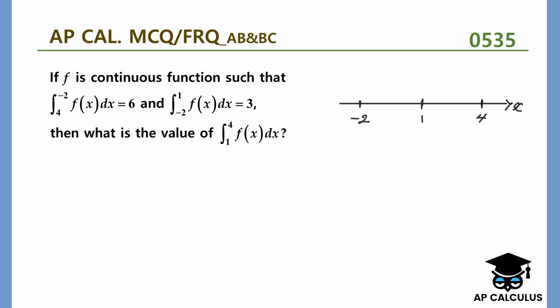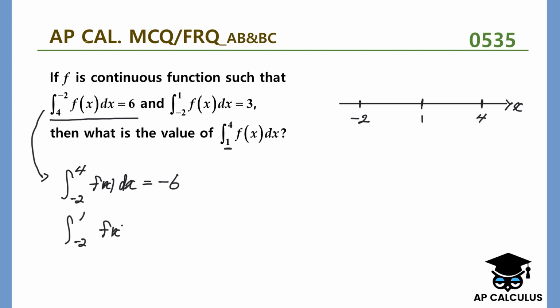Here we're looking for integral from 1 to 4 of f of x dx, right? It is given that integral from 4 to -2 of f of x dx is equal to 6, right? But we have the smaller number here, larger number here, right? So we're going to switch these two. So integral from -2 to 4 of f of x dx is going to be equal to the negative of this value, right? If we switch these two, that's going to be the negative of this value. So -6. And we have integral from -2 to 1 of f of x dx is equal to 3, right?